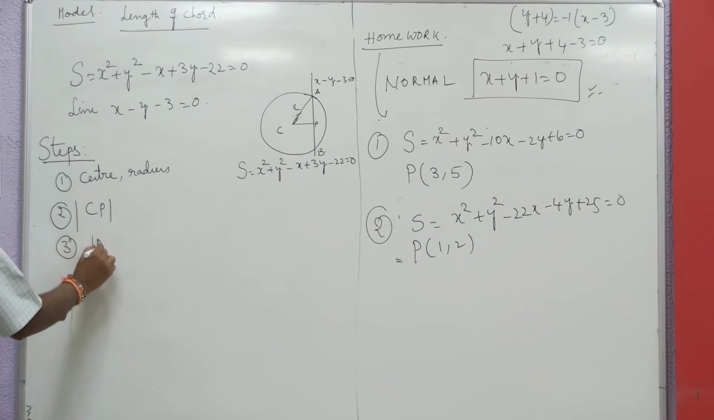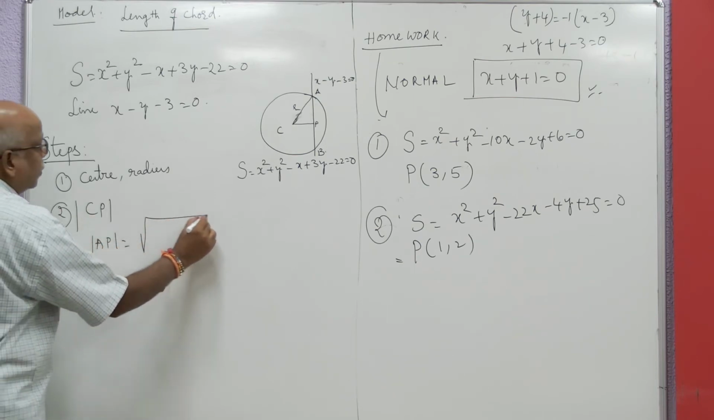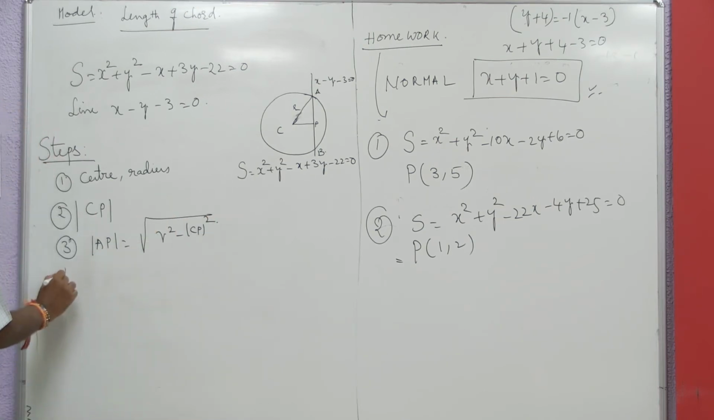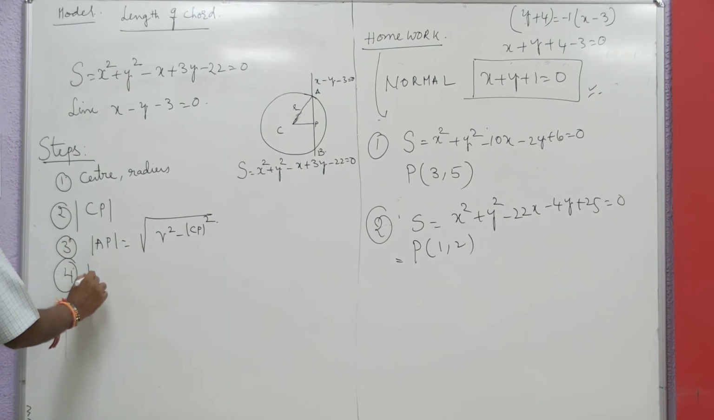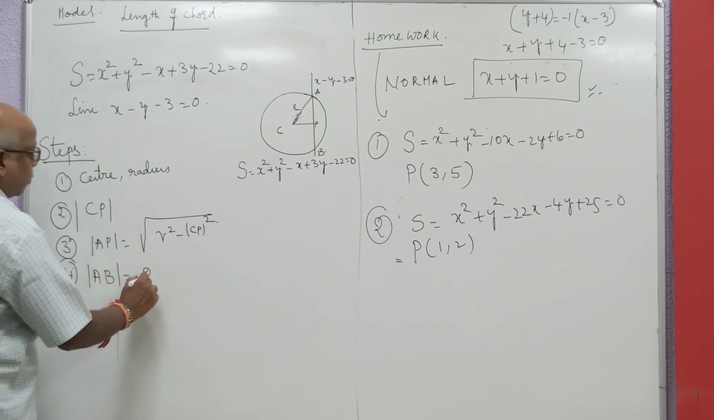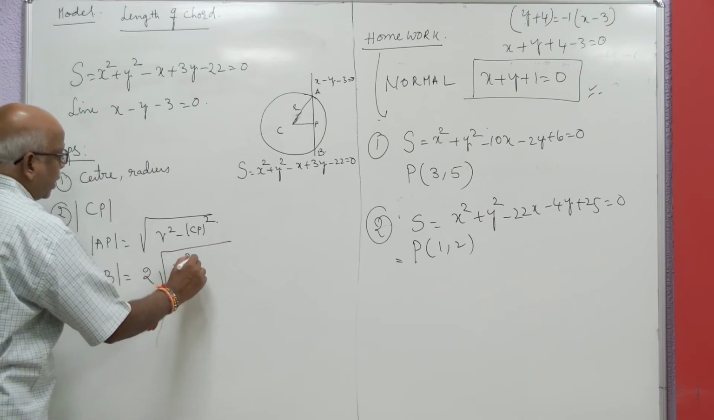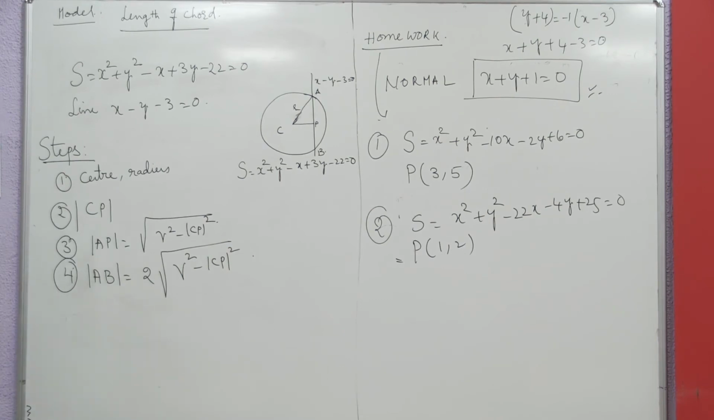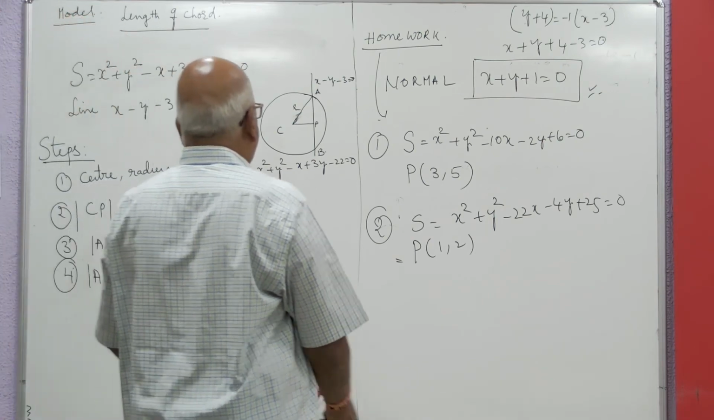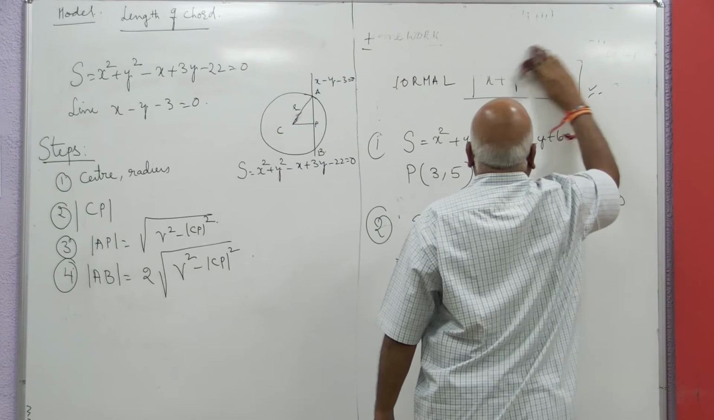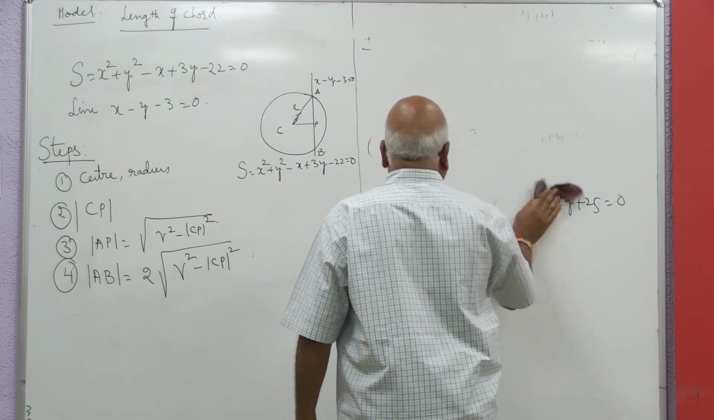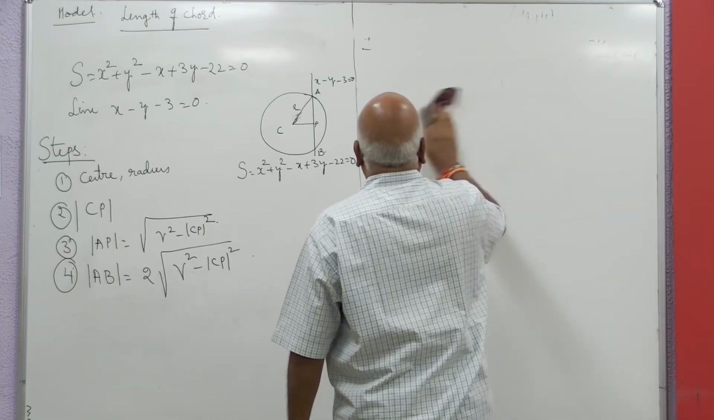Third step, AP length is equal to root of R square minus CP square. Fourth, the length of the chord AB is equal to 2 root R square minus CP square. This is the procedure. Let us apply these steps one by one and we shall get the required length of the chord related to this particular problem.